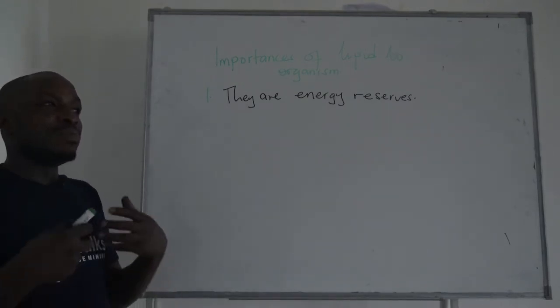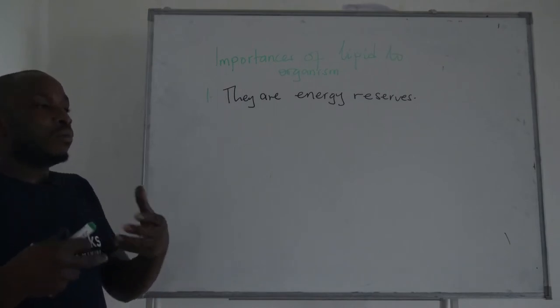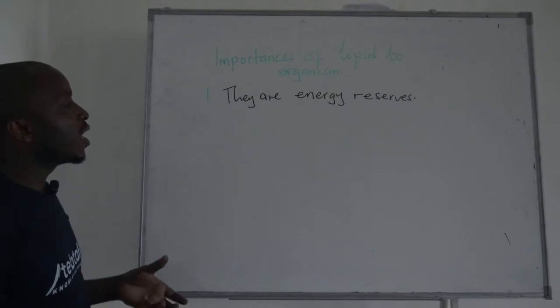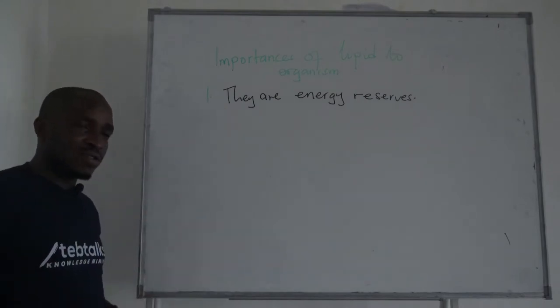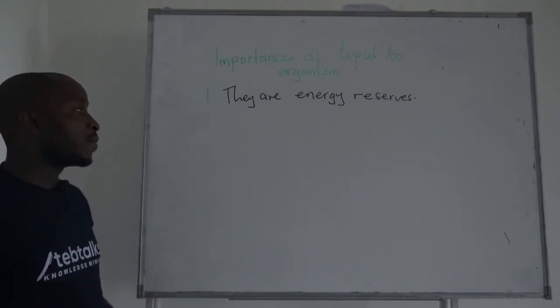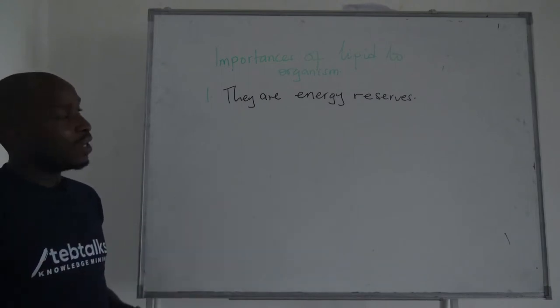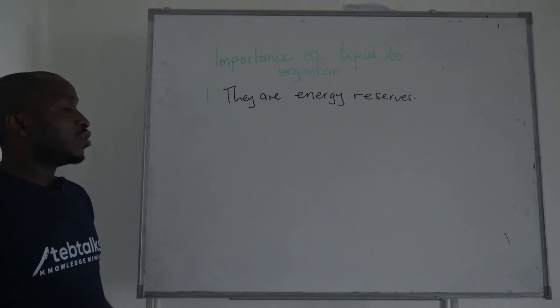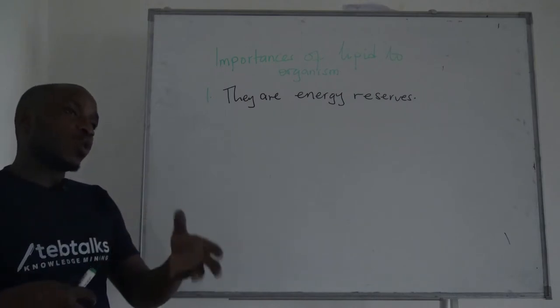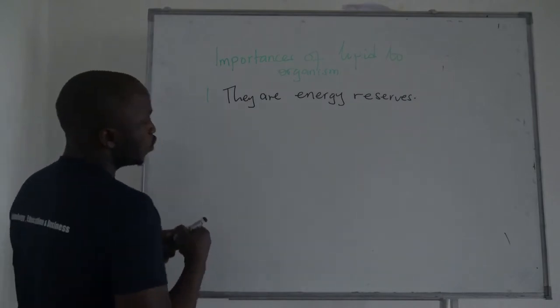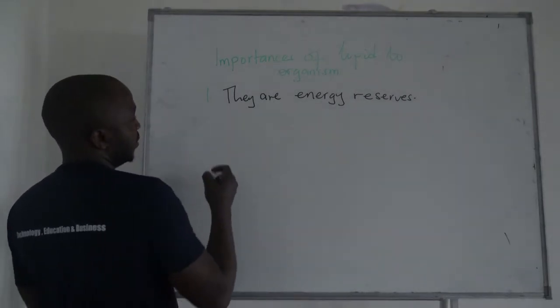That energy will be derived from fats. So by doing the exercise, you are burning down the excess fats you had put in your body as energy reserves to carbon dioxide and water, and you get the energy. So that's the essence of the exercise, to cut weight, to avoid overweight. So they are energy reserves.